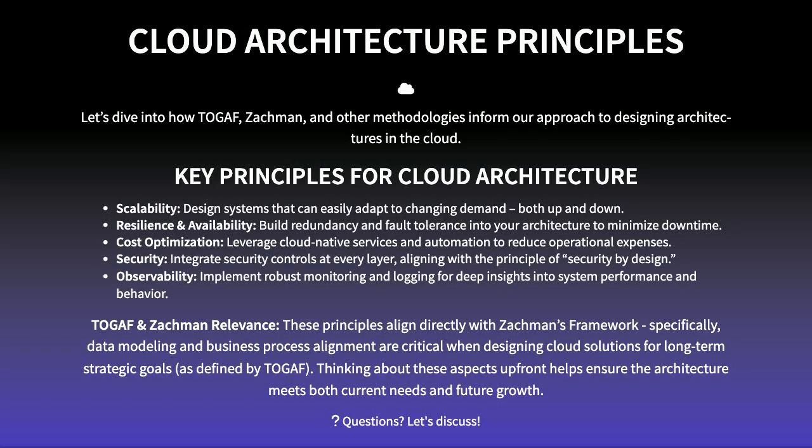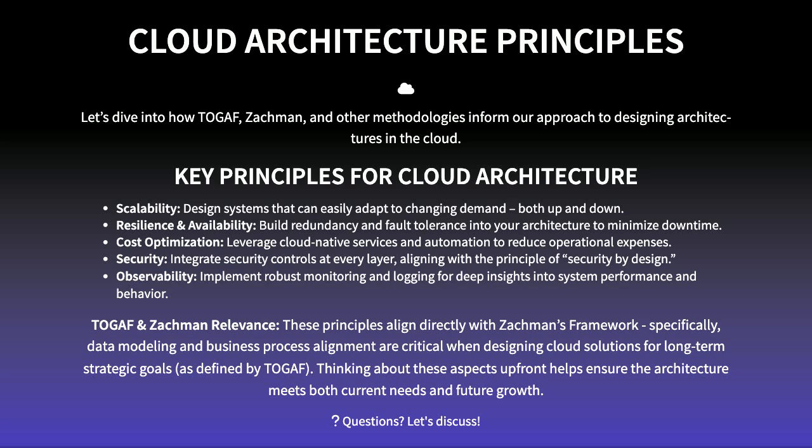Okay, let's talk about how we approach cloud architecture. We want systems that can grow with us, so scalability is key. Then, building in resilience and availability makes sure things don't go down unexpectedly. Cost optimization is a big one too. The cloud offers amazing ways to save money if you design smartly. And of course, security needs to be baked in from the start. Finally, we need to be able to see everything going on. Monitoring and logging are essential. Thinking about these principles through the lens of TOGAF and Zachman's framework ensures your cloud architecture is built for long-term strategic success.